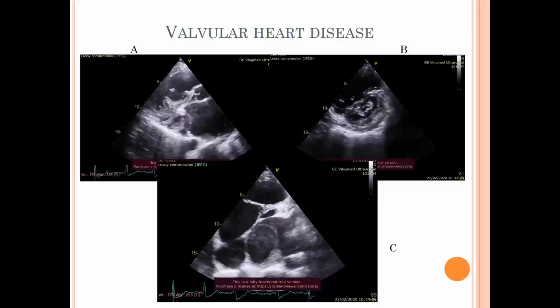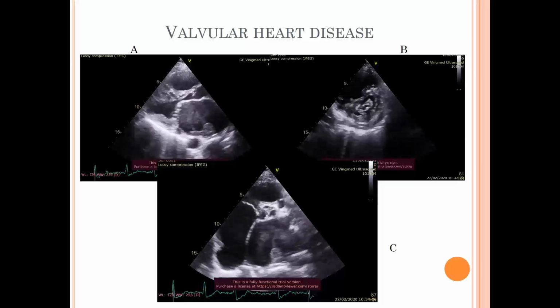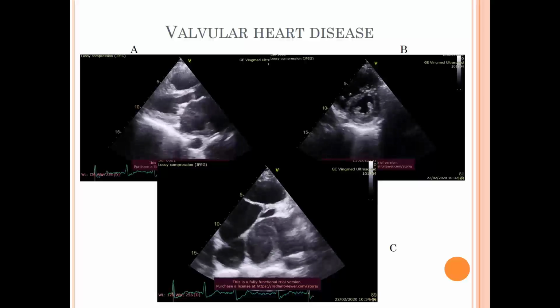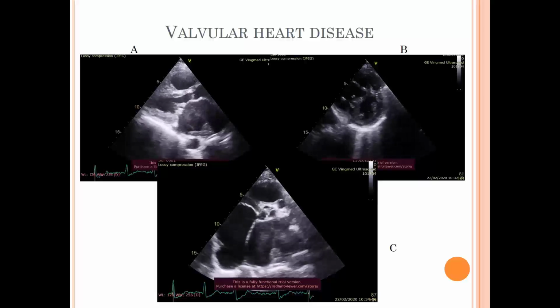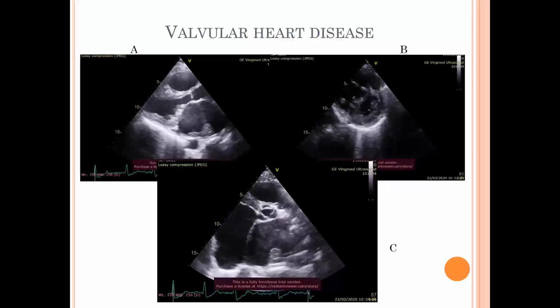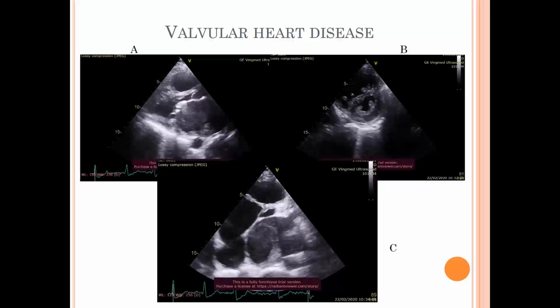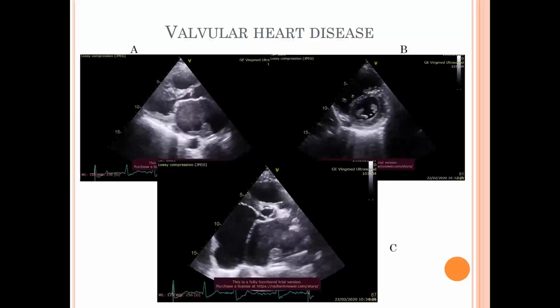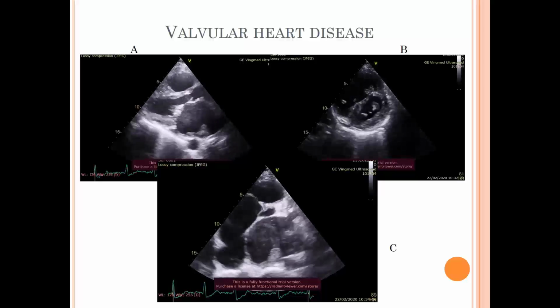Panel B, this is the short axis view at the level of the mitral valve. Again, thickened mitral valve leaflets, and it looks like severe, tightly stenosed mitral stenosis. The right ventricle is markedly dilated, compressing the left ventricular cavity.